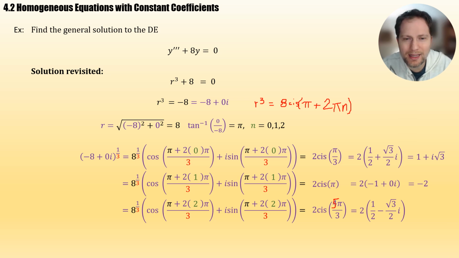By the way, isn't that kind of what we expected when we started? Remember, we kind of knew that before we even began. One of the cube roots of negative 8 is negative 2. But we also get these other 2 roots using de Moivre's.